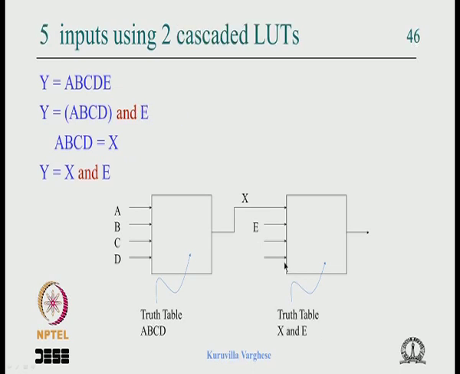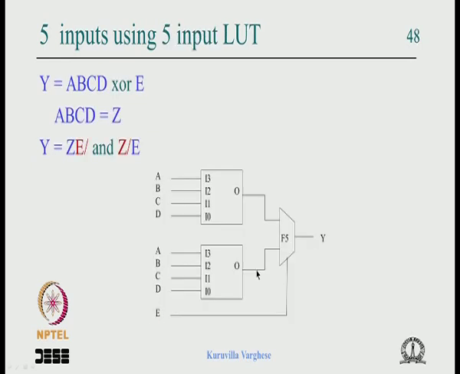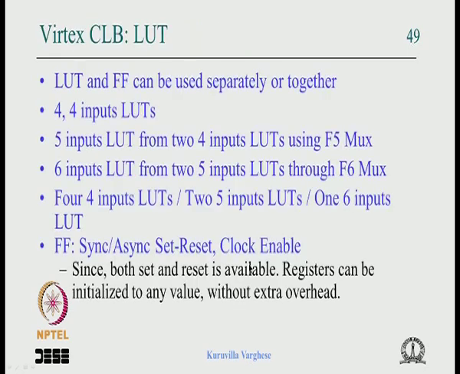This shows a 5 input function using 2 cascaded lookup tables and the F5 mux combining them. But in cases like the function Y equals ABCD XOR E, the tool definitely has to use the 2 lookup tables with the F5 mux, there is no other way.